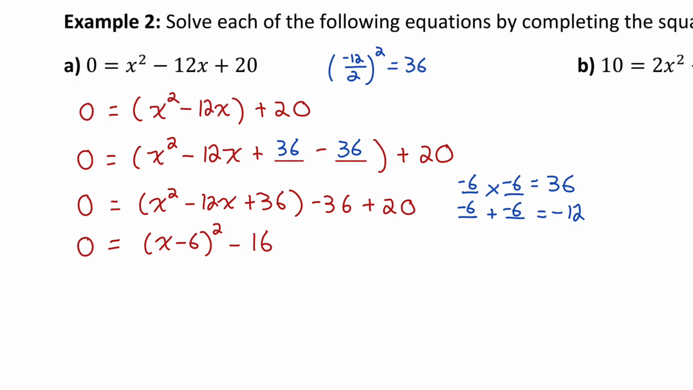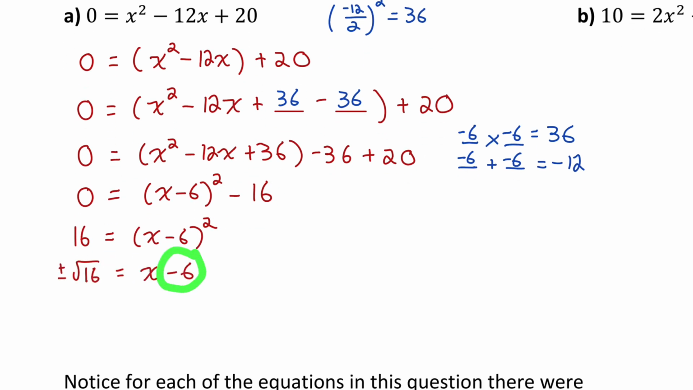Now that it's in vertex form, I can just try and isolate the x in my equation. I'll add 16 to the other side, and then I'll get rid of this squared by plus or minus square rooting, and then I'll move this negative 6 by adding 6 to the other side. So I have 6 plus or minus root 16, and root 16 is just 4. So I have 6 plus or minus 4.